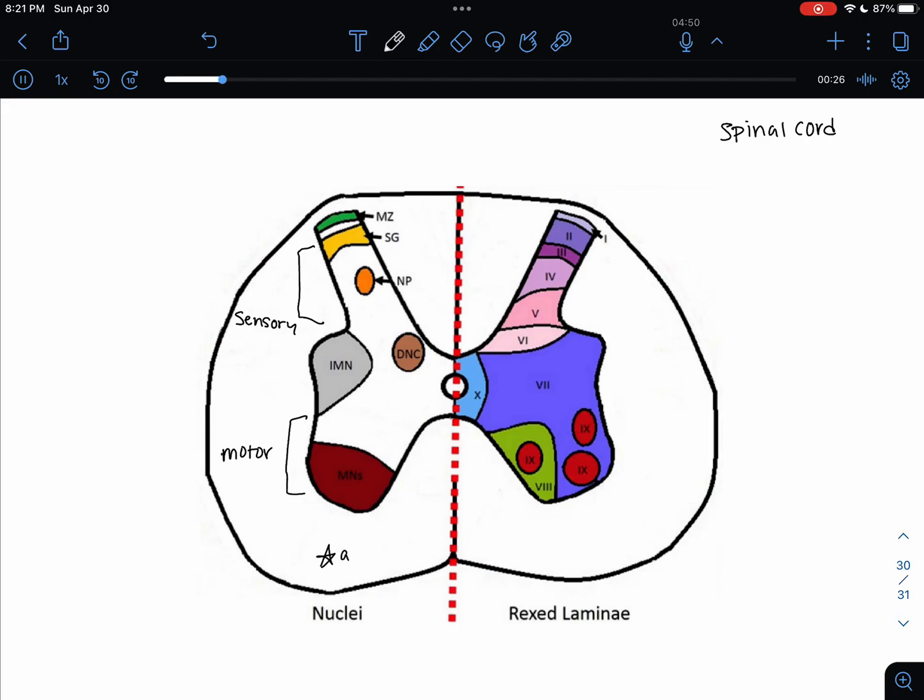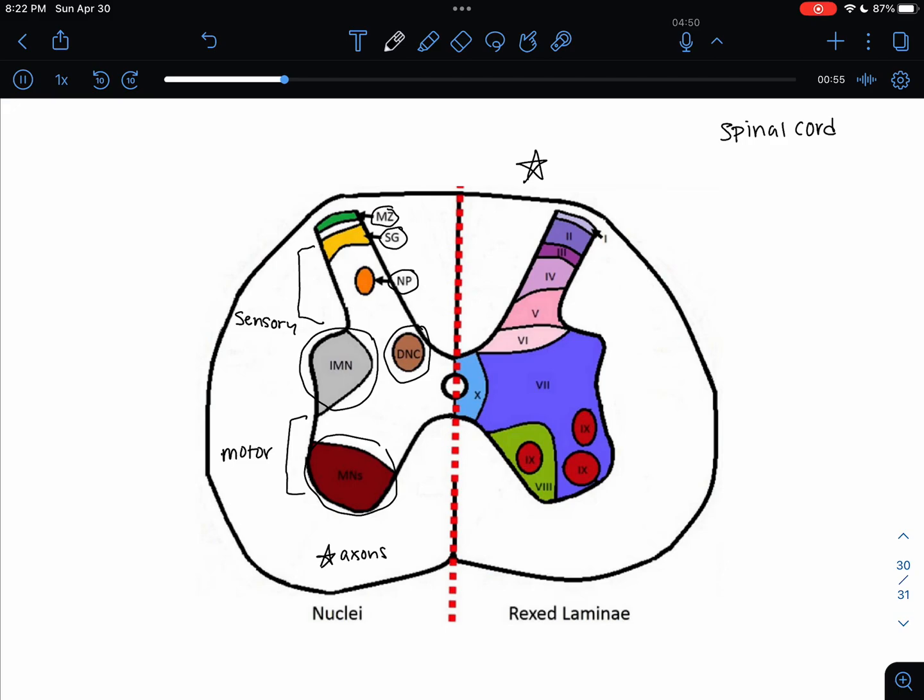The surrounding area is all white matter that is made up of axons. On the left side of the gray matter, we have colored areas that represent nuclei, which are clusters of cell bodies inside the gray matter. The prominent nuclei in the spinal cord are the marginal zone, substantia gelatinosa, nucleus proprius, dorsal nuclei of Clark, intermediolateral nucleus, and lateral and medial motor neurons. In this presentation, however, our focus is going to be what is depicted on the right side.